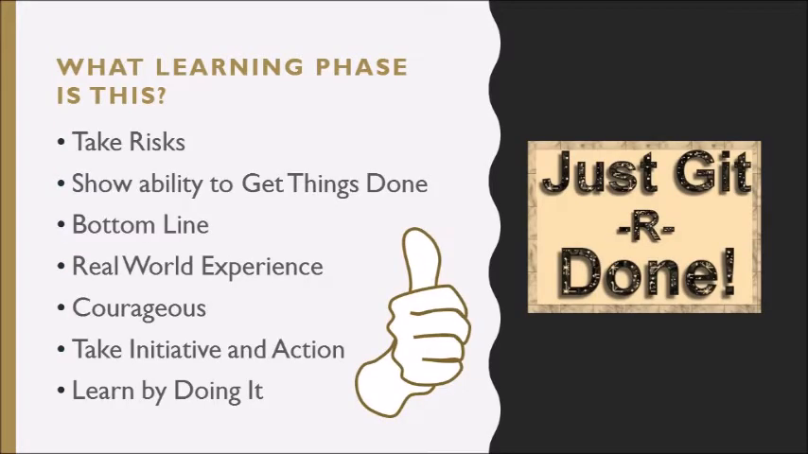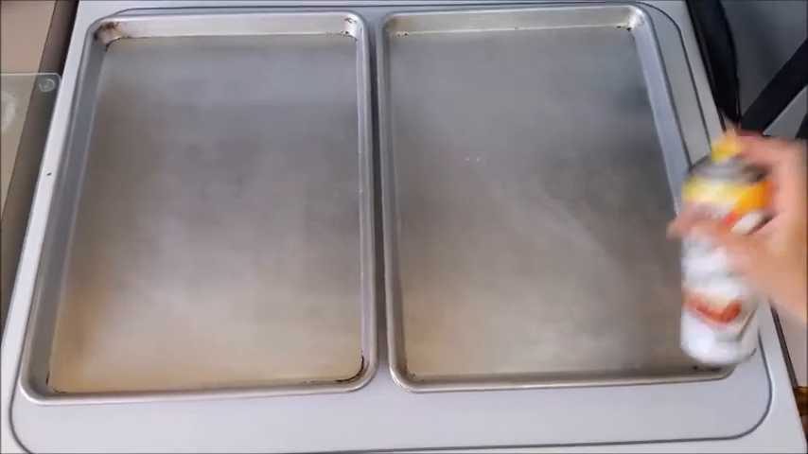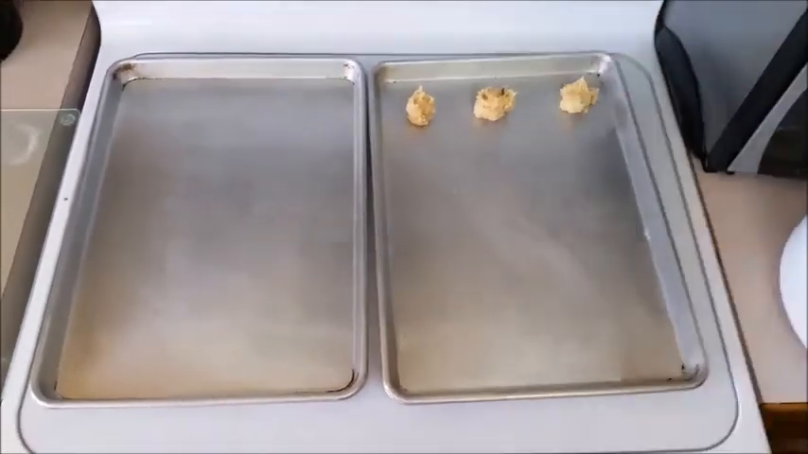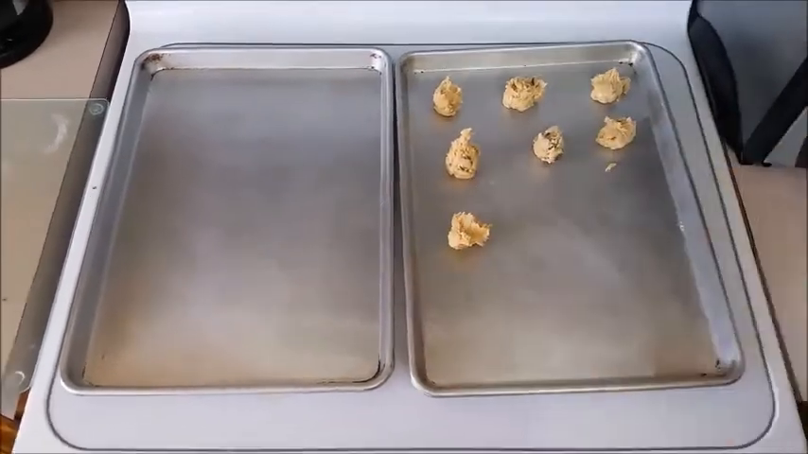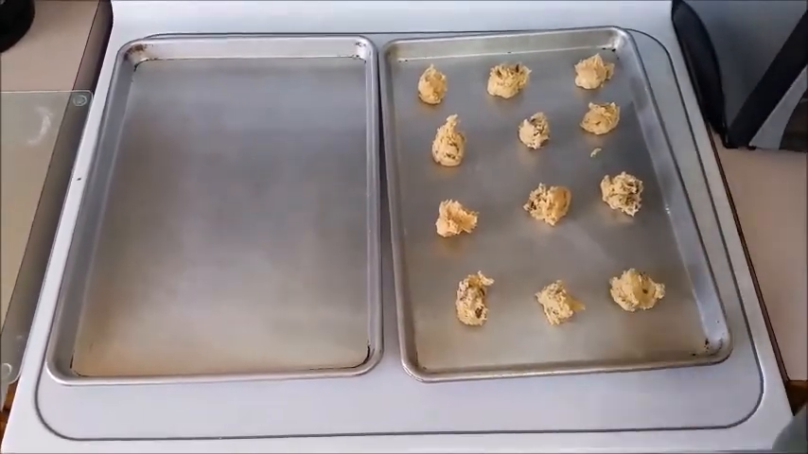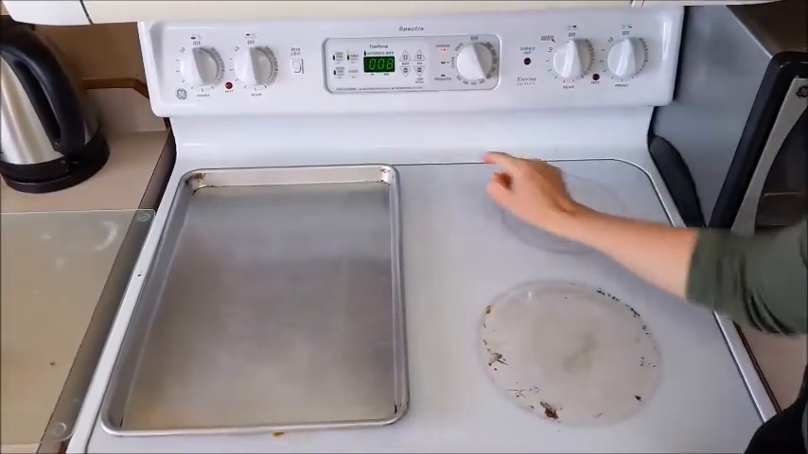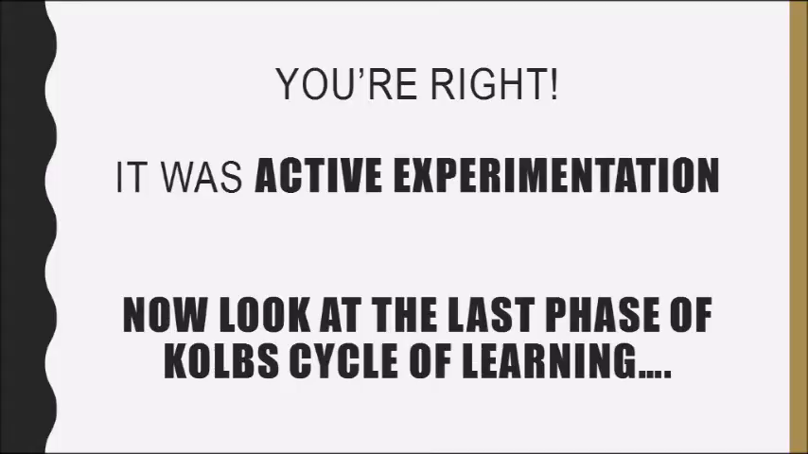This next video demonstrates to the learner the importance of taking risks and showing the ability to get things done. Perhaps by adjusting the temperature of the oven or the amount of time that the cookies are in the oven, this learning phase perseveres and gets the job done. These risk takers are using the learning phase of active experimentation.